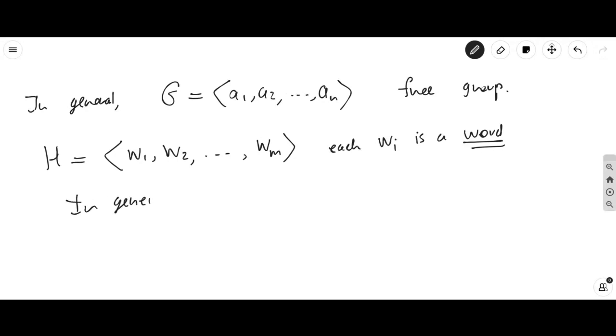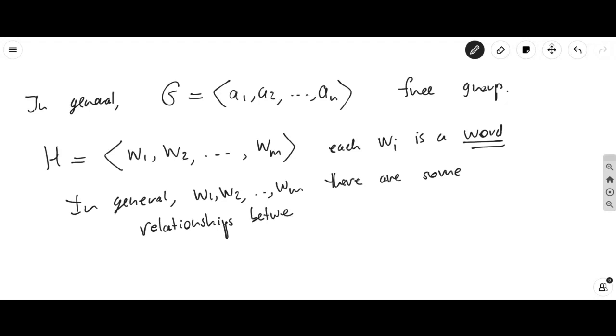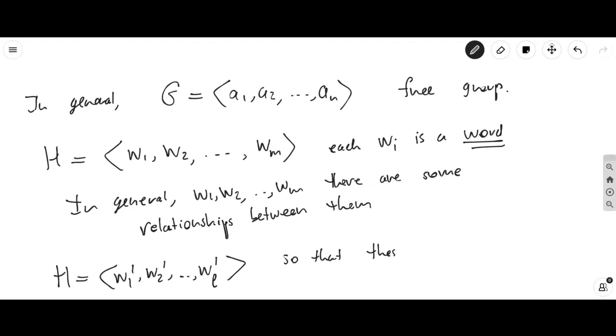And in general, when you write down these words, there are some relationships between them. And what the theorem is saying is that even though that might happen, you can replace that collection of words by possibly a smaller collection of words, let's say W1 prime, W2 prime, up to maybe some smaller number, let's call it L, so that these generators are free.